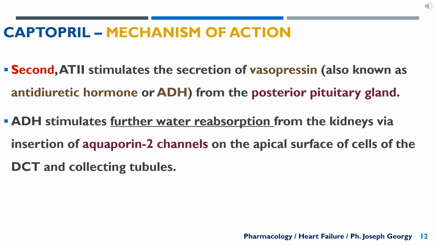Secondly, angiotensin 2 stimulates the secretion of vasopressin, which is also known as antidiuretic hormone, or ADH, from the posterior pituitary gland. ADH stimulates further water reabsorption from the kidneys via insertion of aquaporin 2 channels on the apical surface of cells of the DCT and collecting tubules.